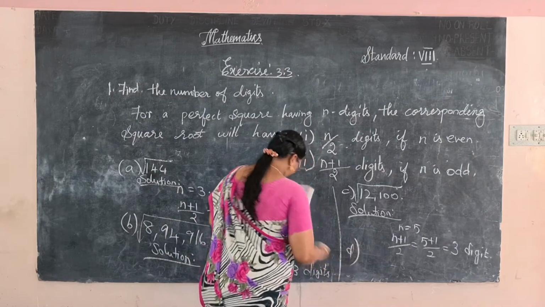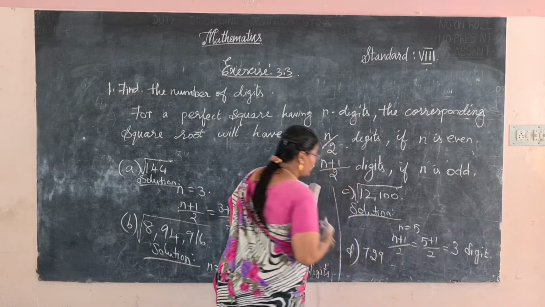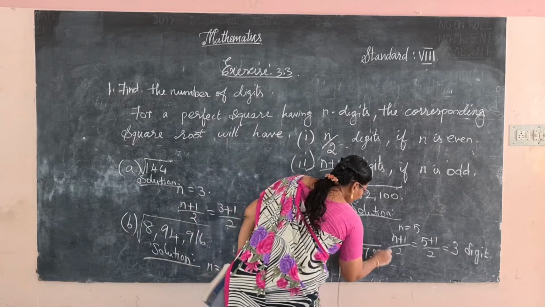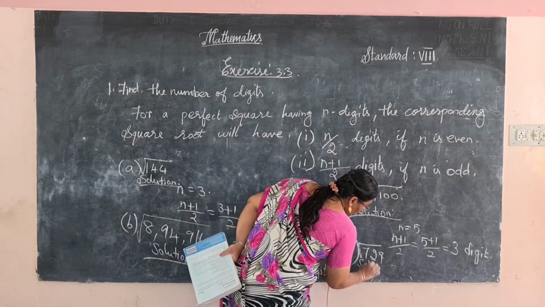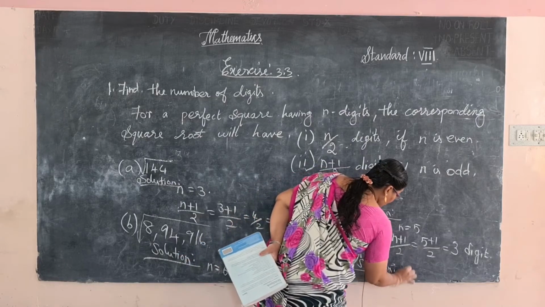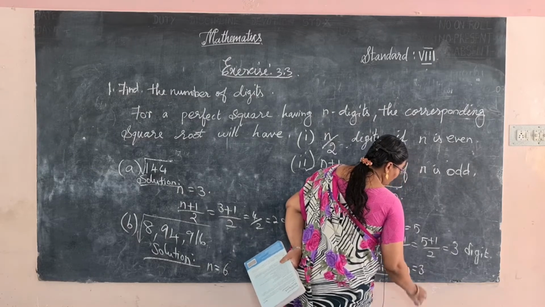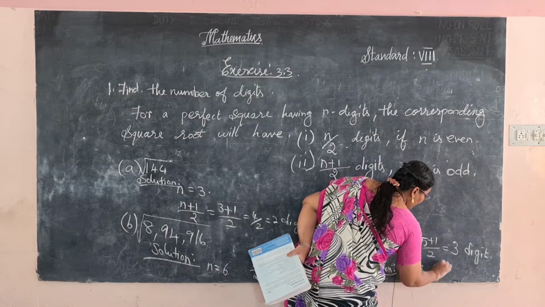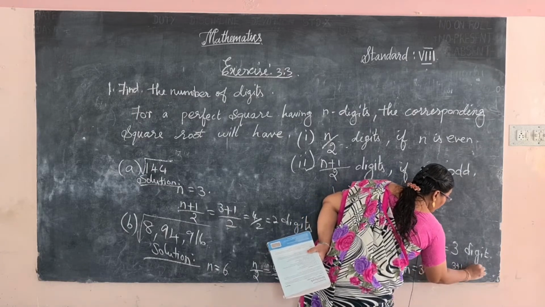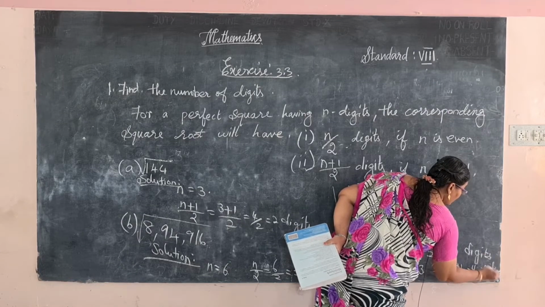And the final one, (d) 729. How many digits are there? 3 digits. Solution: n is equal to 3. So odd number. What is the formula? Odd number formula, n plus 1 by 2. So 3 plus 1 by 2 is equal to 4 by 2 is equal to 2 digits. So 2 digits.